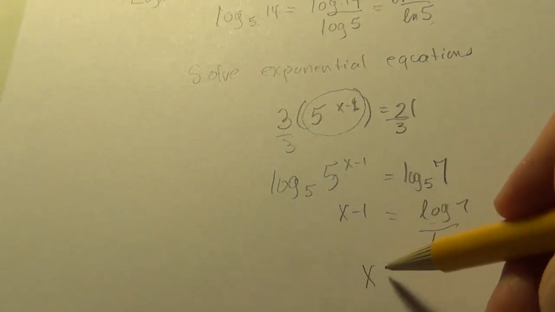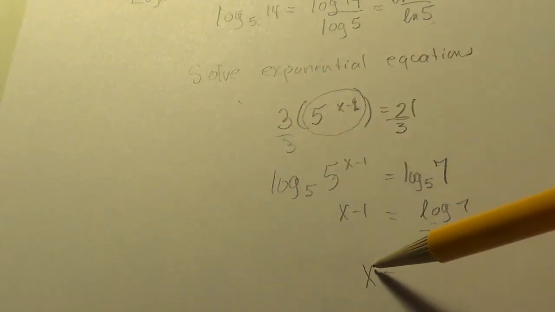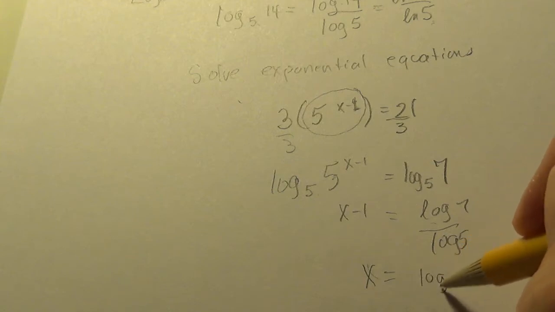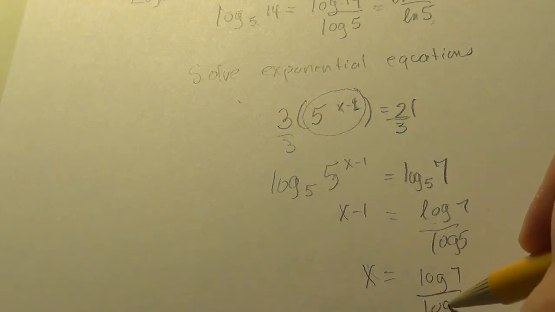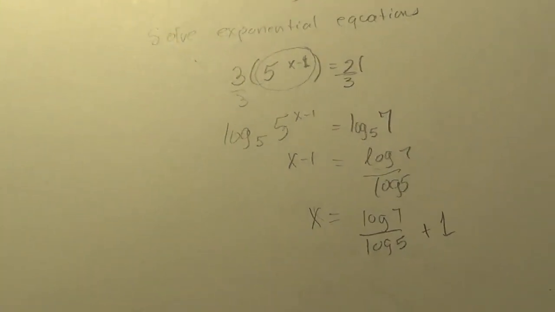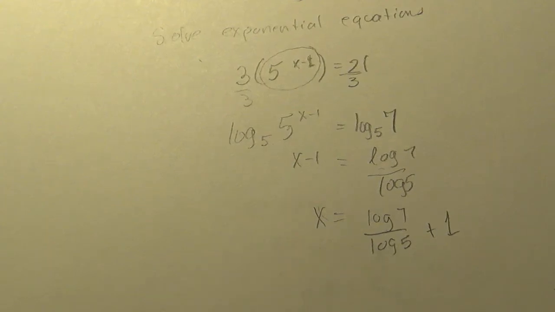And then we'll add a 1 to each side. When it says solve, your last step says x equals. So you can tap out log 7 over log 5, and then moving the 1 over. Whatever that number is, it's the answer to our problem. So that's the type of thing we do with exponentials.